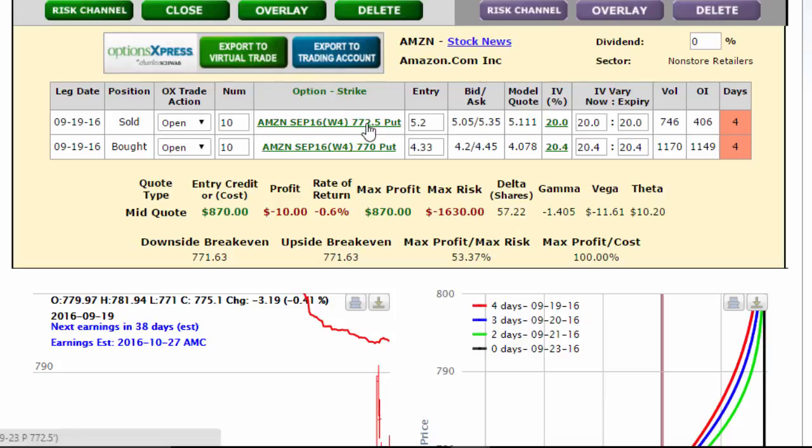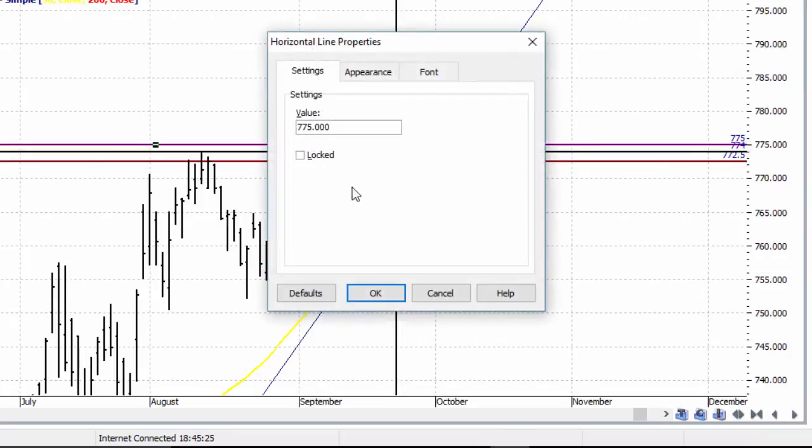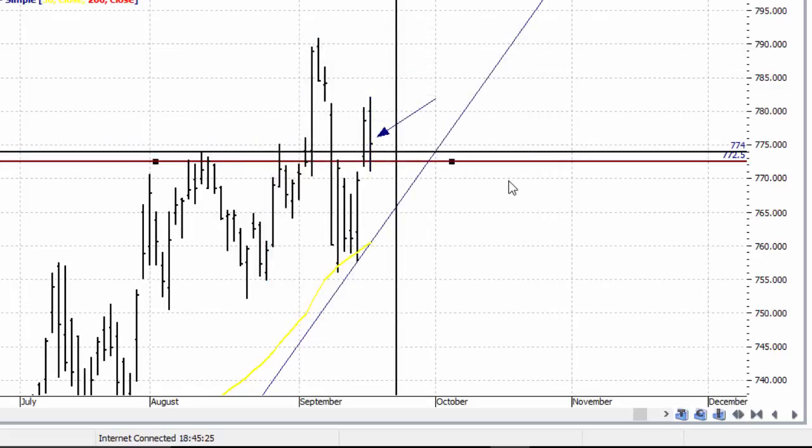And that is basically I then sold the 772 put. I took in $522 for that, and I bought as a protective put the 770 put. Let's mark those numbers on the chart. So I've sold the 772.50. The one I've sold changes to 772.50, and the protective put, whoops, what have I done with that?